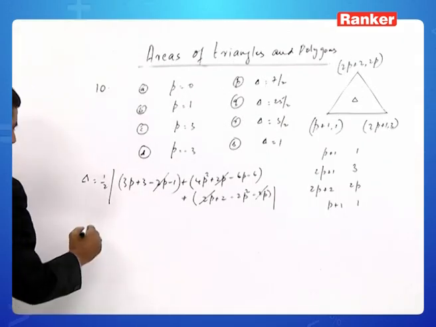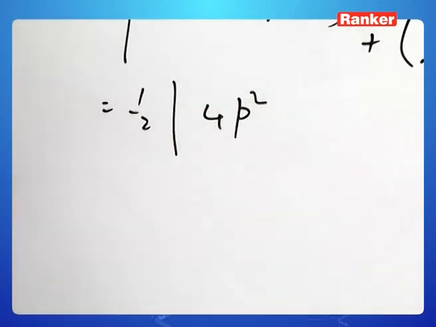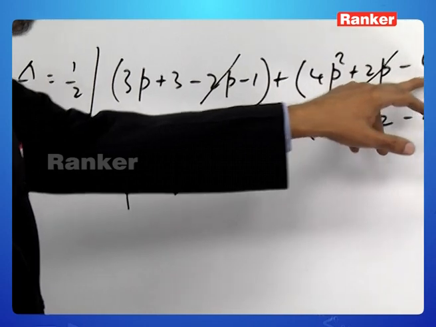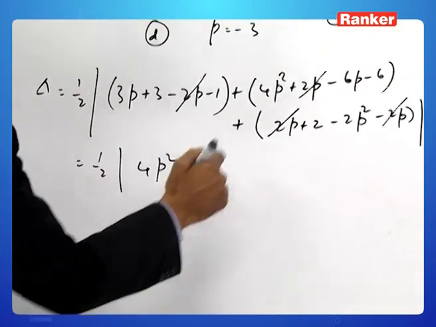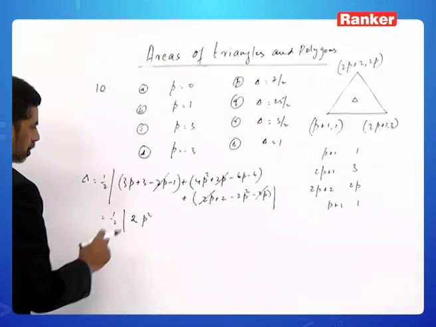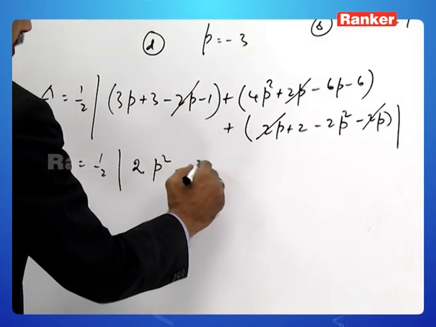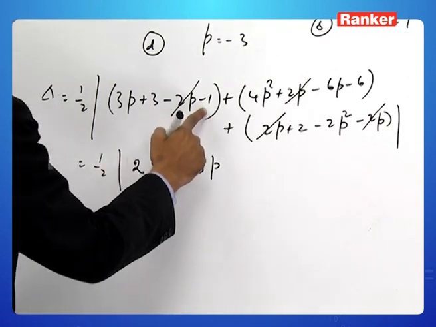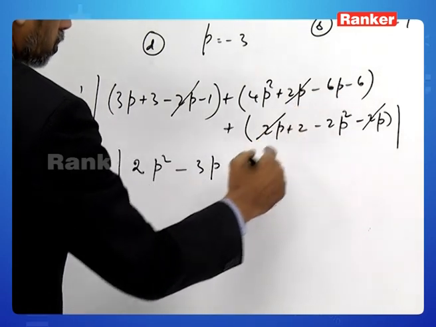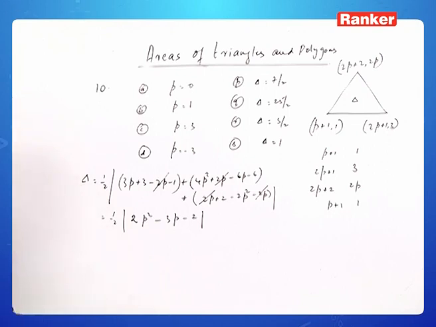And let's accumulate the rest. Half mod 4p squared, 3p, minus 6p. In fact, 4p square minus 2p square can be reduced to 2p squared. 3p minus 6p will make it minus 3p. 3 minus 1, 2. 2 minus 6 is minus 4. Minus 4 plus 2 is minus 2. This is what we have.